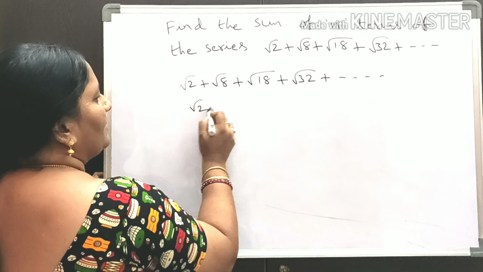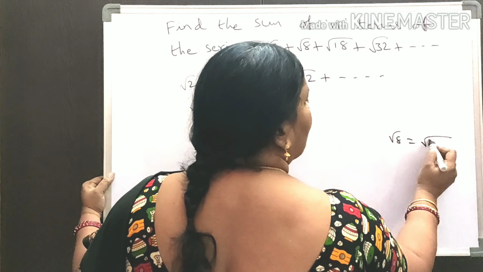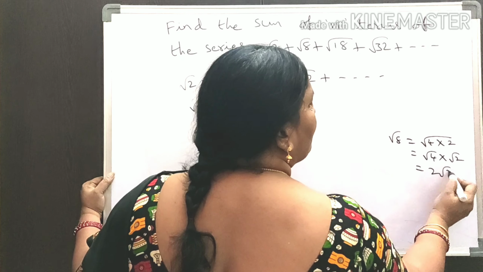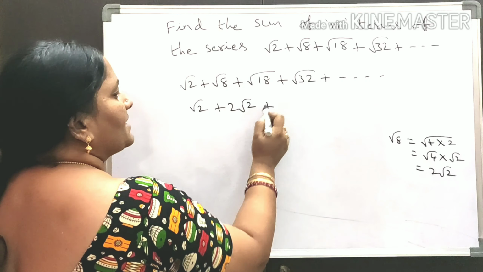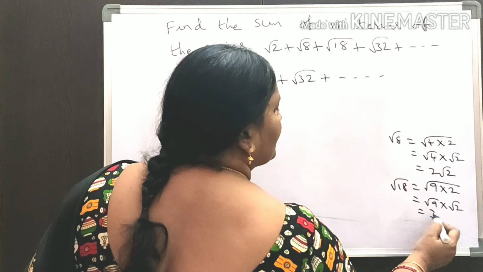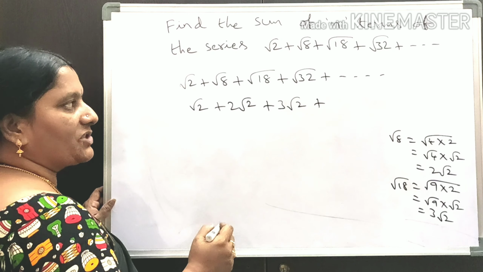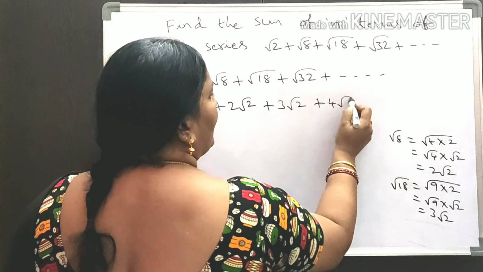So root 2 is root 2, and root 8 can be written as root of 4 into 2, which is nothing but root 4 into root 2, equal to 2 root 2. The third term, root 18, can be written as root of 9 into 2, which is root 9 into root 2, nothing but 3 root 2. Root 32 can be written as root of 16 into 2. Root 16 is 4, so it is 4 root 2, plus so on.